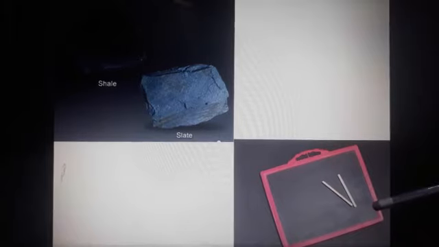Now again I am showing you shale. It's a sedimentary rock. Under the pressure and heat it is transformed to slate. And you know this one? Yes, we have all written on slate in our childhood.